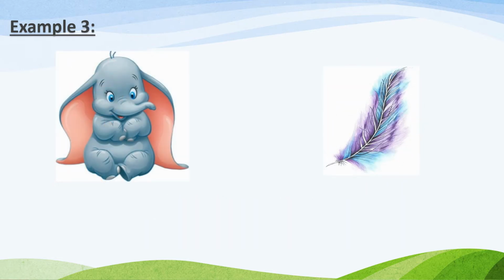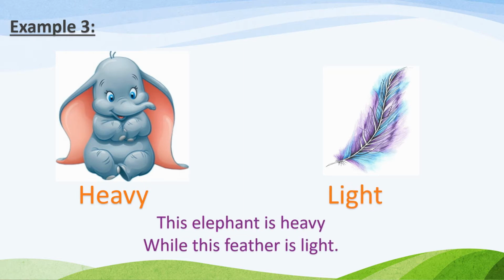Example 3, we have here elephant and feather. Is elephant heavy or light? Elephant is heavy. Is feather heavy or light? Feather is light. Then this elephant is heavy while this feather is light.